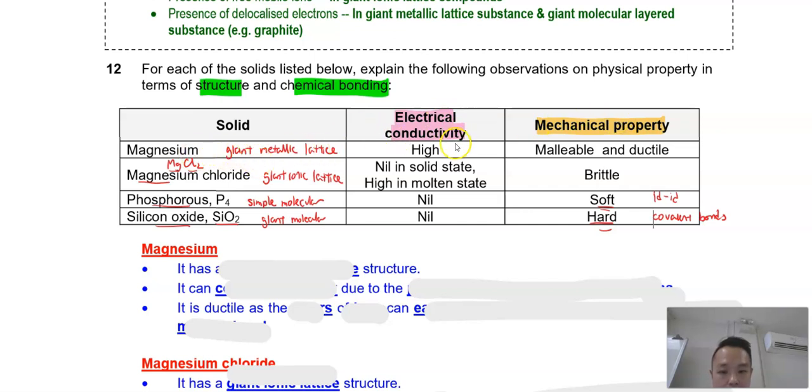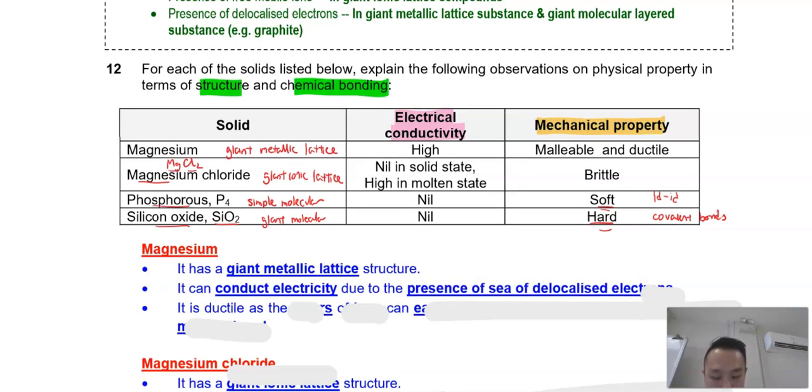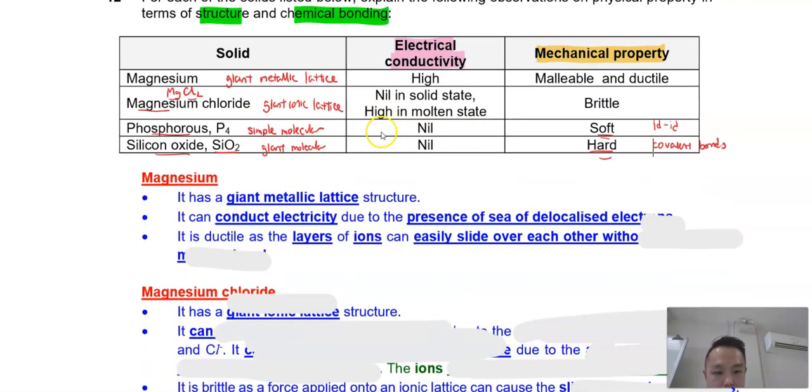We explain the electrical conductivity first, in terms of the structure, then talk about the mechanical properties relating to magnesium. Okay, so with that, for magnesium, alright, giant metallic lattice. Alright, why can it conduct electricity? Metals can conduct electricity due to the presence of a sea of delocalized electrons. Okay, why is it malleable and ductile? Okay, because layers of the ions can easily slide over each other without breaking the metallic bonds.